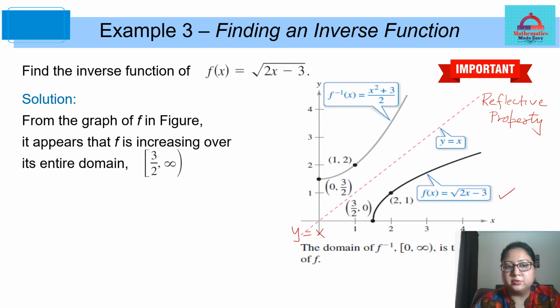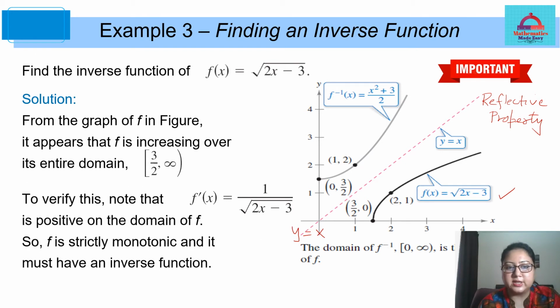From the graph, you can easily see that f is going to be an increasing function in the entire domain. That is quite evident from this black curve that you see for f(x) equal to square root of 2x minus 3. This graph is starting from the point 3 by 2, and slowly as it moves on the right, the value of x is increasing, the function is going up and up. So it's a function which is increasing over its entire domain.